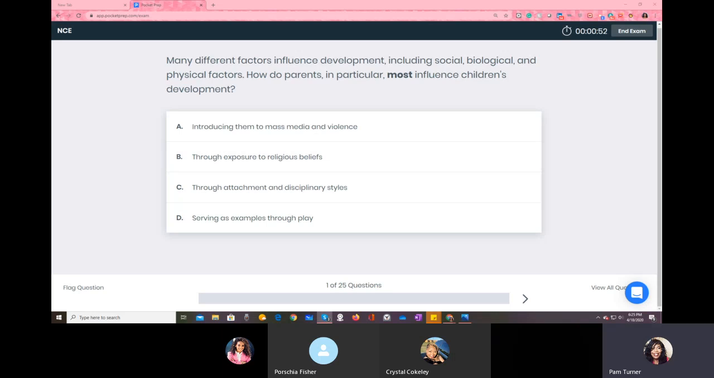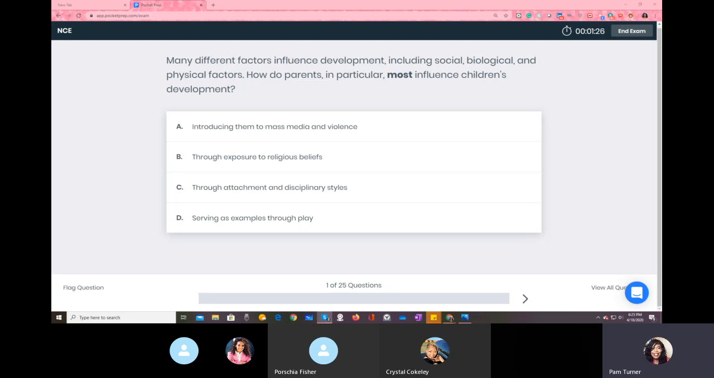Okay, so then I got a D. Okay, so with the vignettes, and this is the new style of testing, you really have to go back to the question and see what the question is asking me. So in this question, many different factors influence development. That's a fact. Social, biological, and physical factors all affect how children grow. And this is normal human behavior. That's what this question is asking me.